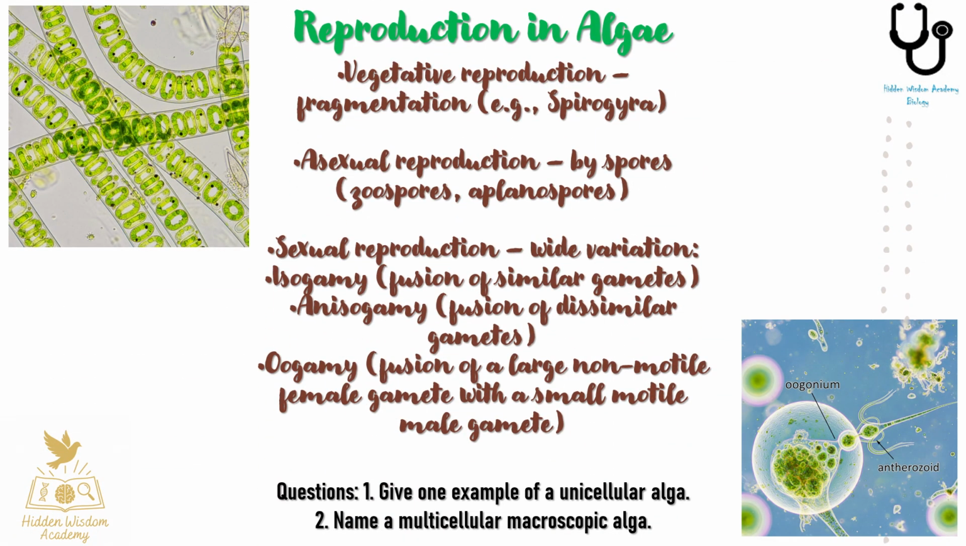Now, let's talk about reproduction in algae. Algae reproduce in three main ways. Vegetative reproduction happens by fragmentation, like in spirogyra. Asexual reproduction occurs through spores such as zoospores or aplanospores. Sexual reproduction is of three types: isogamous, where gametes look alike, anisogamous, where gametes differ in size, and oogamous, where a large female gamete fuses with a small motile male gamete.